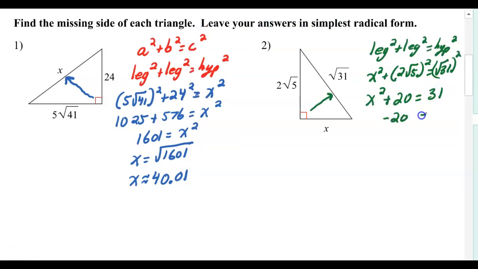I'll subtract 20 from both sides. So x squared is equal to 11. So x is equal to the square root of 11. And getting the decimal on my calculator, I get approximately 3.31.